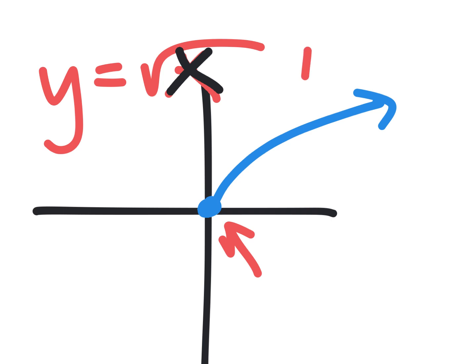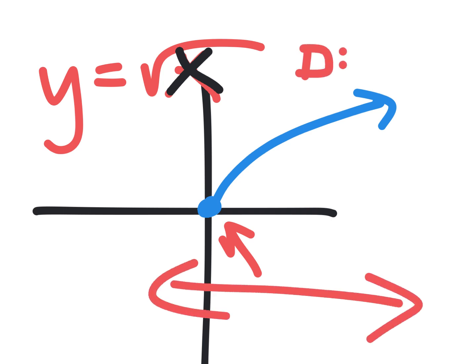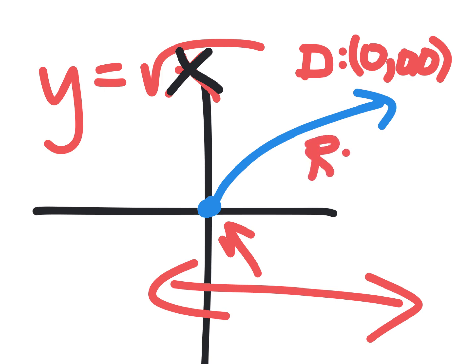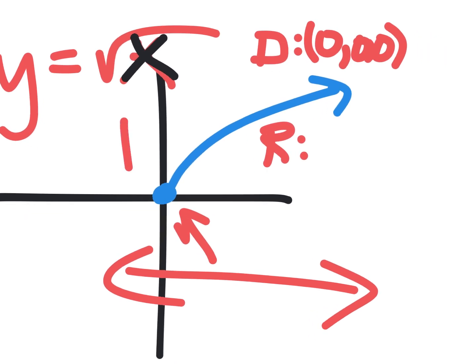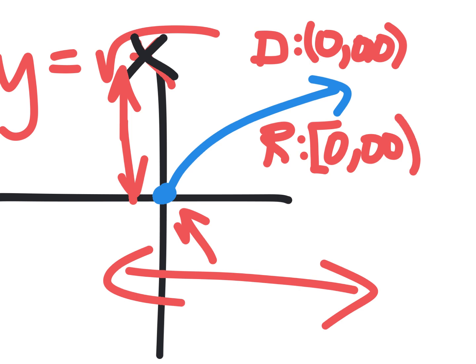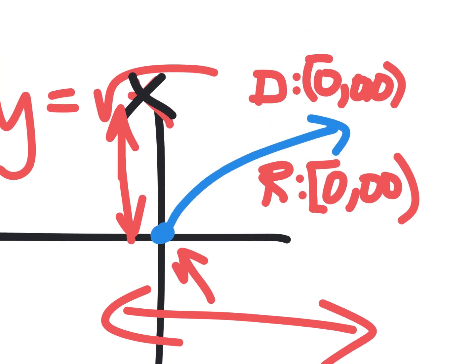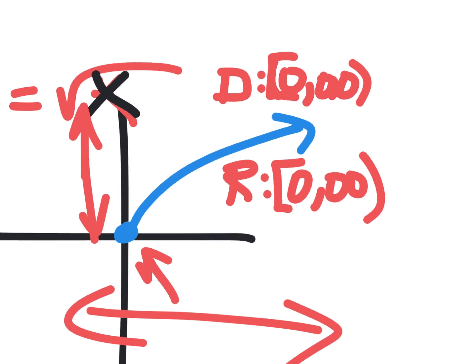So what's the domain? The domain is how far it goes in this direction. And it goes from 0 to infinity. And the range is how far it goes in the y direction, which is this way, which is from 0 to infinity. But I put a bracket. Oh, I should add a bracket on the other one too, because it touches 0. That domain is from 0 to infinity. Domains are x's. And the range is from 0 to infinity.